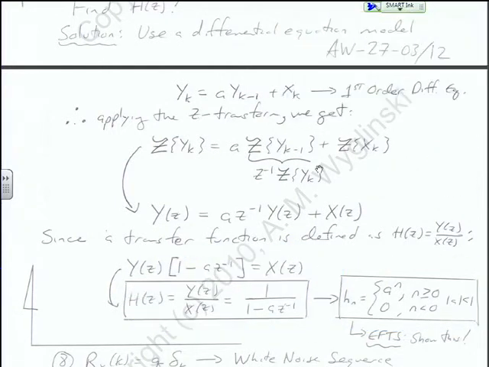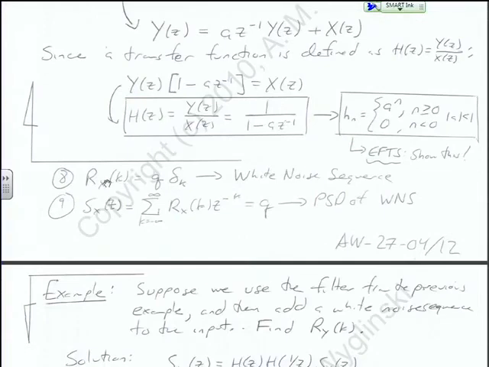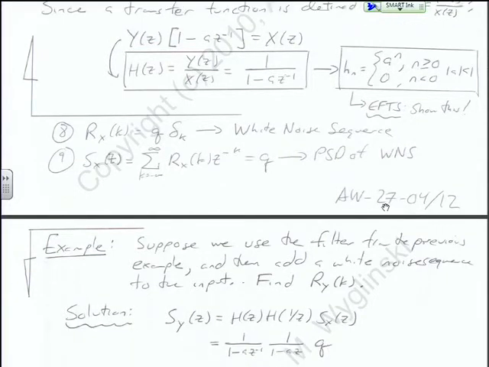Now, there are a few other things. You have an autocorrelation function that's equal to a delta, so you know the samples are uncorrelated. Then for the power spectral density, if you take the sum of all those autocorrelation terms times z to the minus k, it's equal to a constant. That's the power spectral density of a white noise sequence. So here's the thing.